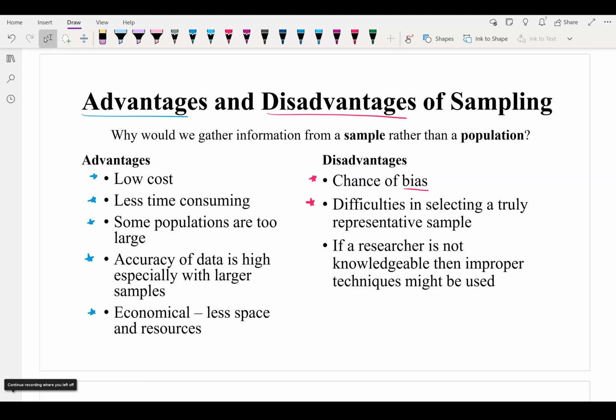So finally, if a researcher is not knowledgeable, then improper techniques might be used. So if the person who's collecting the data doesn't fully understand the process that they're using, but they're just spitting all this data out, then even though the numbers might look like they mean something, it could be useless numbers because the data they were working with was useless because they used bad techniques. So you have to be really careful when you're doing sampling, but if you have someone who knows what they're doing, sampling is just as good as getting the information from the entire population.